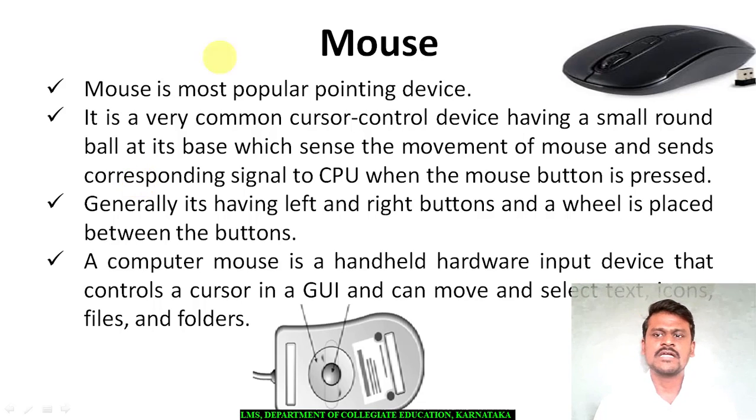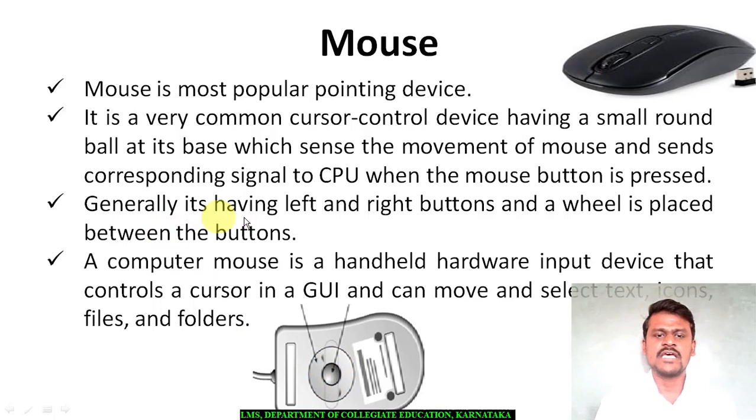For example, consider this mouse, which has a small ball below it. If you press the right or left button on the mouse, this is a right button and this is a left button, then if you press any of the buttons, that signal will be captured in the CPU using this small ball, right?